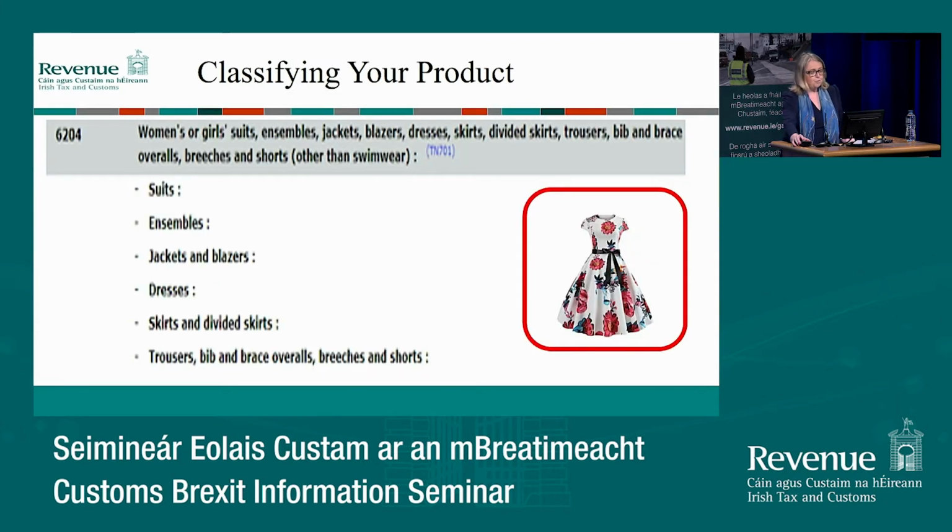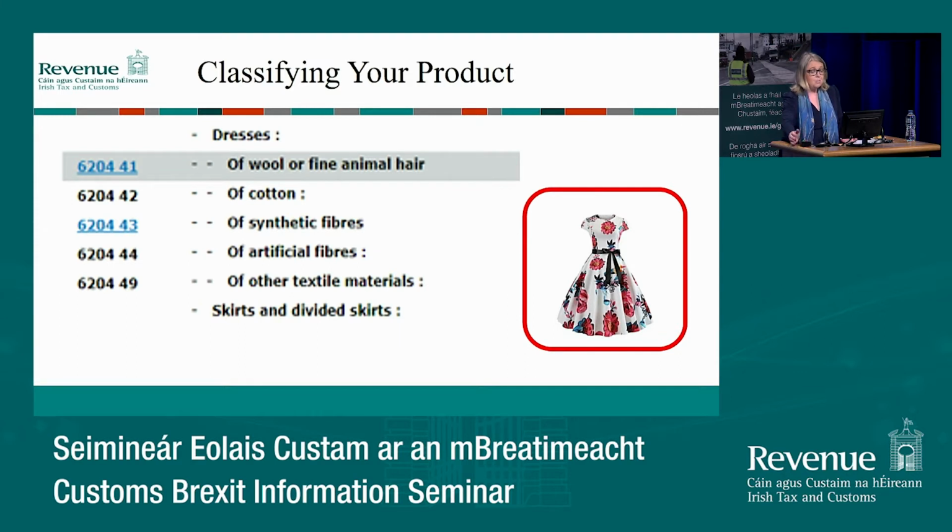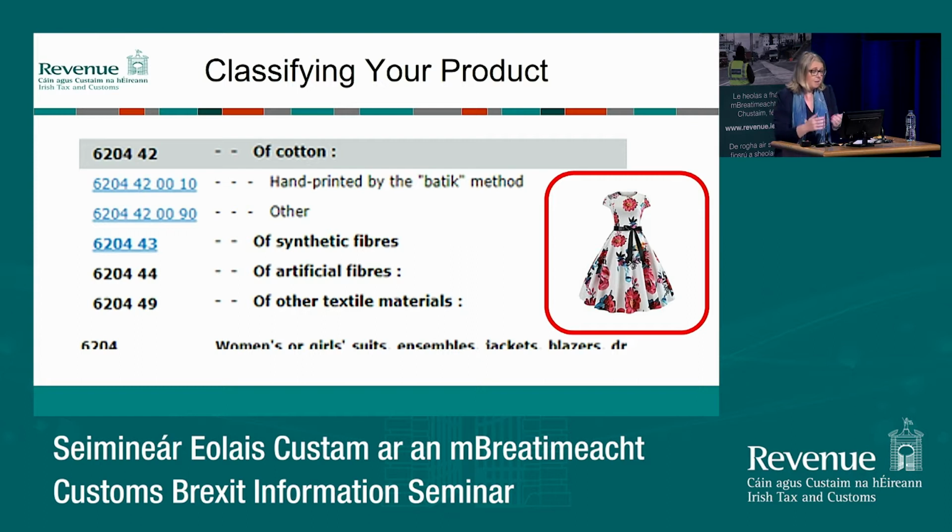So I go a bit further at 4 digits and I see my dresses are here. You can see there it's women's dresses and I'm saying yes, I'm at 4 digits already. And as you can see halfway down the page, one of the options there is dresses. So by clicking on that, it now brings me down to 6-digit level. And you can see there's a number of drop-down options. I know my dress is of cotton, so I'm able to click into that and I'm at a 10-digit level. So I have a choice between two. My dress isn't hand printed by the batik method, unfortunately. I can't afford that. So it's the other. So in that instance then, we're now at our 10-digit tariff code.